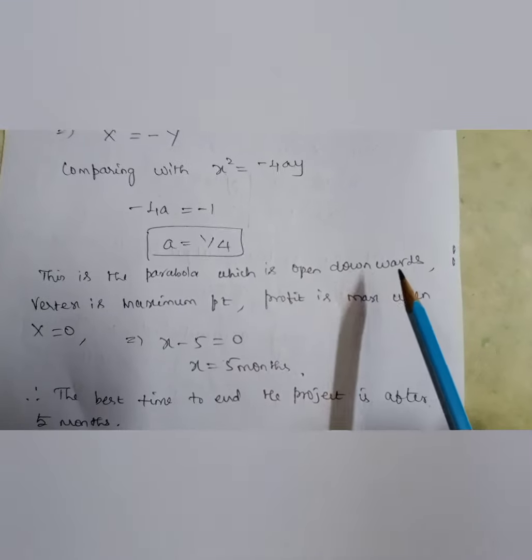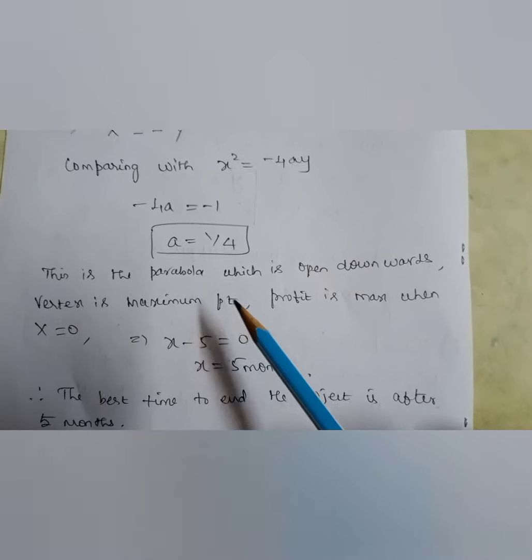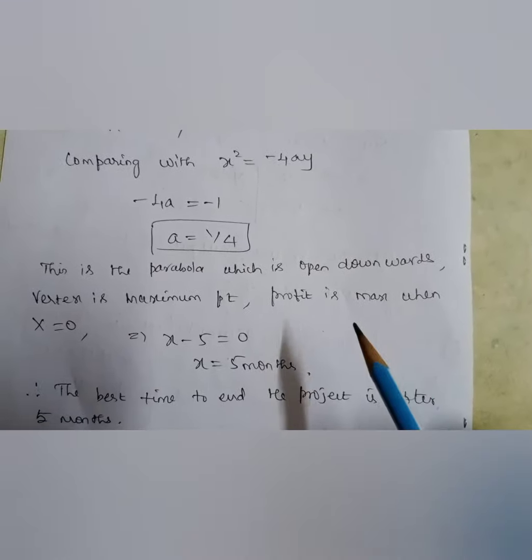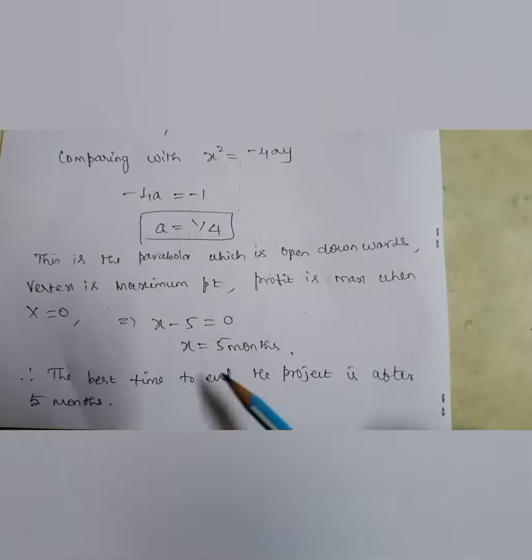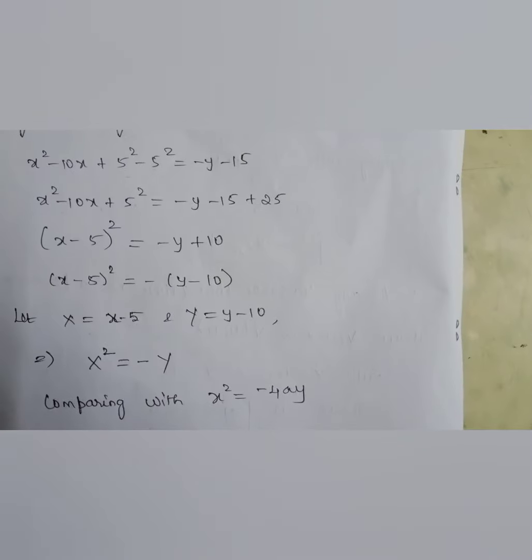So this is the parabola which opens downwards, and the vertex is the maximum point, and the profit will be maximum when capital X is equal to 0. But what was your capital X? x minus 5. So x minus 5 is equal to 0, which means x is equal to 5 months. So the best time to end the project is after 5 months. So this is how you have to do this sum.